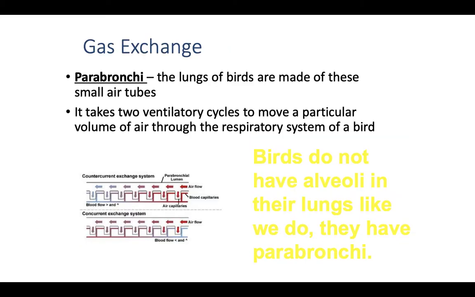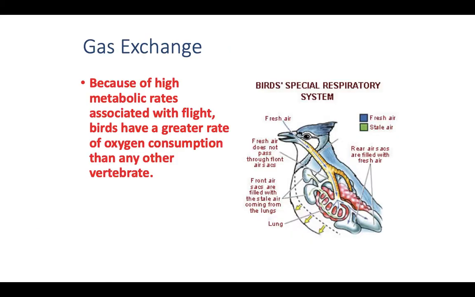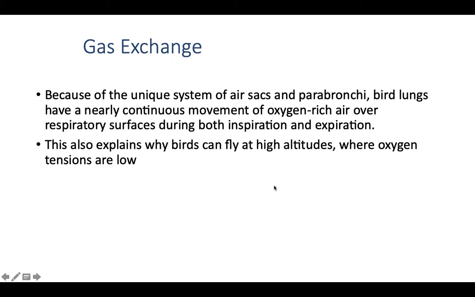Again, their lung structure, they do have these little bronchial sacs, but the most important thing about it is they have lungs and they have air sacs. Because of their high metabolic rates associated with flight, birds have a greater amount of oxygen consumption than any other vertebrate on the planet. They always are pulling in fresh air, not a lot of stale air going on there. So lungs and air sacs, that's how birds get their oxygen. And that talks a little bit about why they can fly high up into the sky.